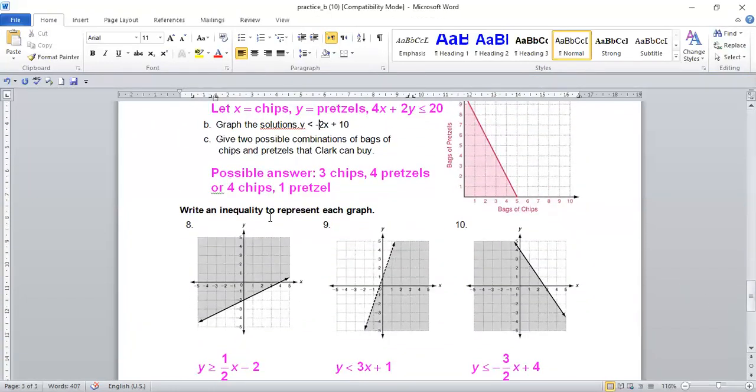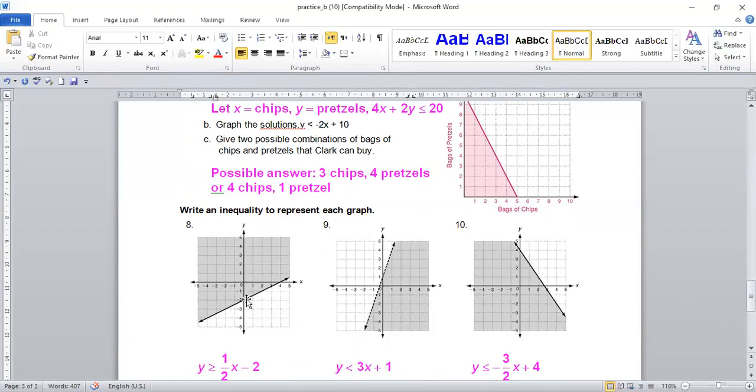Now the next one is write an inequality to represent each graph. Here it's easier than drawing because you start with y, of course, right? And then check the line. Is it a solid line or a dotted one? If it's a solid one, it has to be greater than or equal to, or less than or equal to.